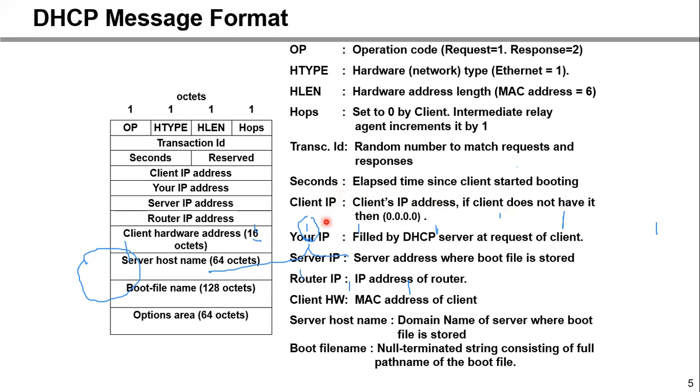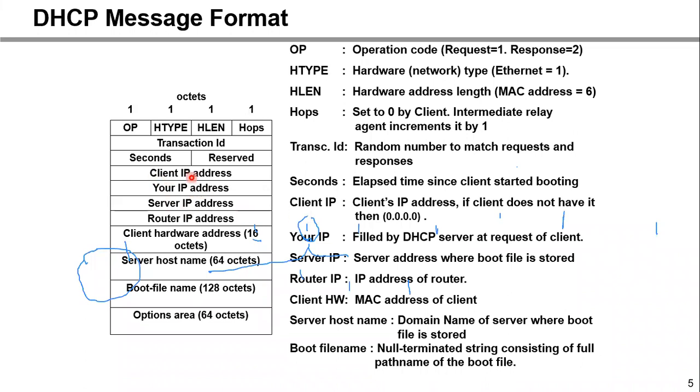Then you have the client's IP address, your IP address, the server IP address, and the router IP address. These are the IP addresses which are mentioned over here. We'll see an example of these values in a while.